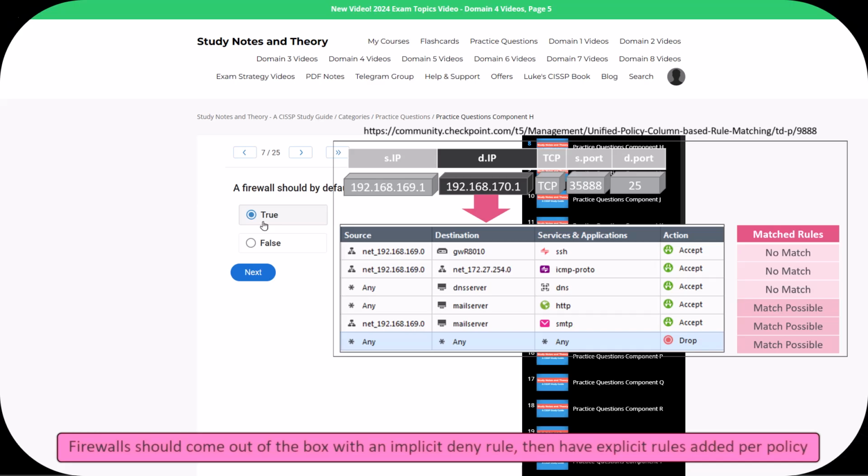When you plug a firewall into the network, it's very simple. As a basic security concern, do you want all traffic to pass right away?